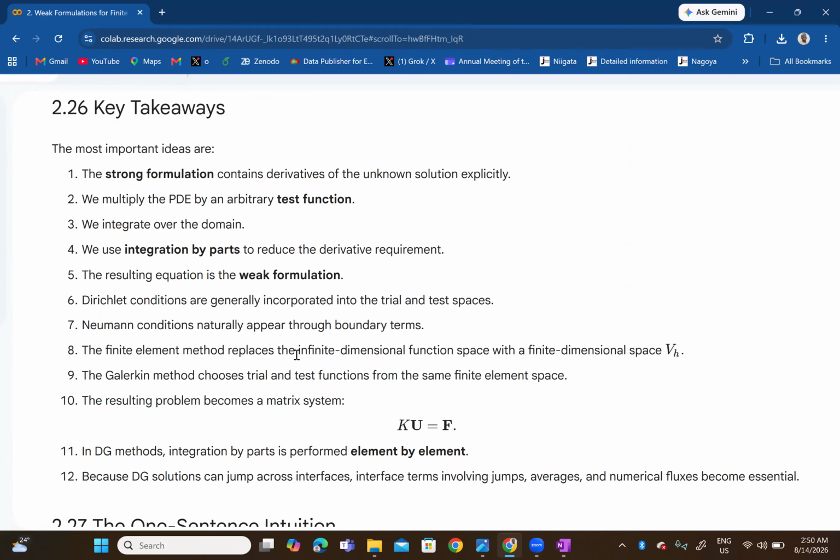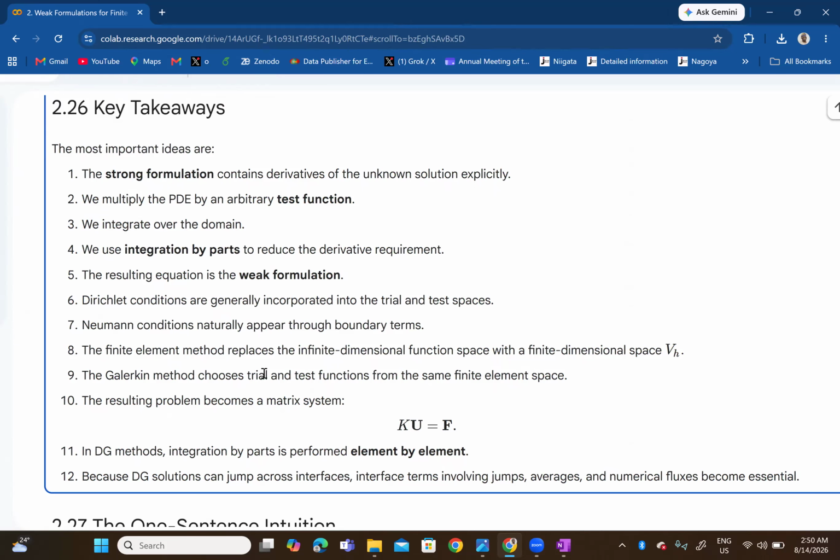The finite element method replaces the infinite dimensional function space with a finite dimensional space V sub h. Then the Galerkin method chooses trial and test functions from the same finite element space. Then the resulting problem becomes a matrix system Ku equals F. In discontinuous Galerkin methods, integration by parts is performed element by element. Because discontinuous Galerkin solutions can jump across interfaces, interface terms involving jumps, averages, and numerical fluxes become essential for discontinuous Galerkin.